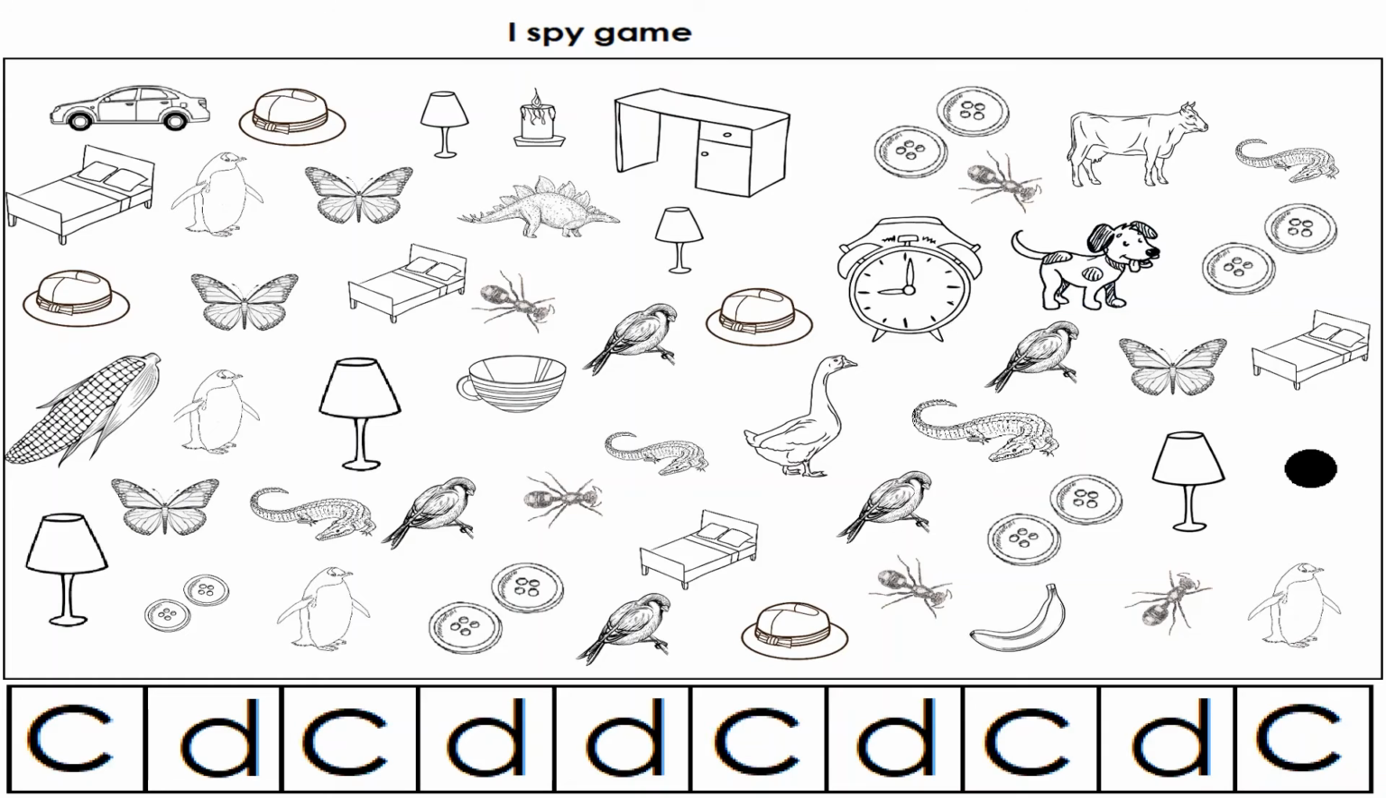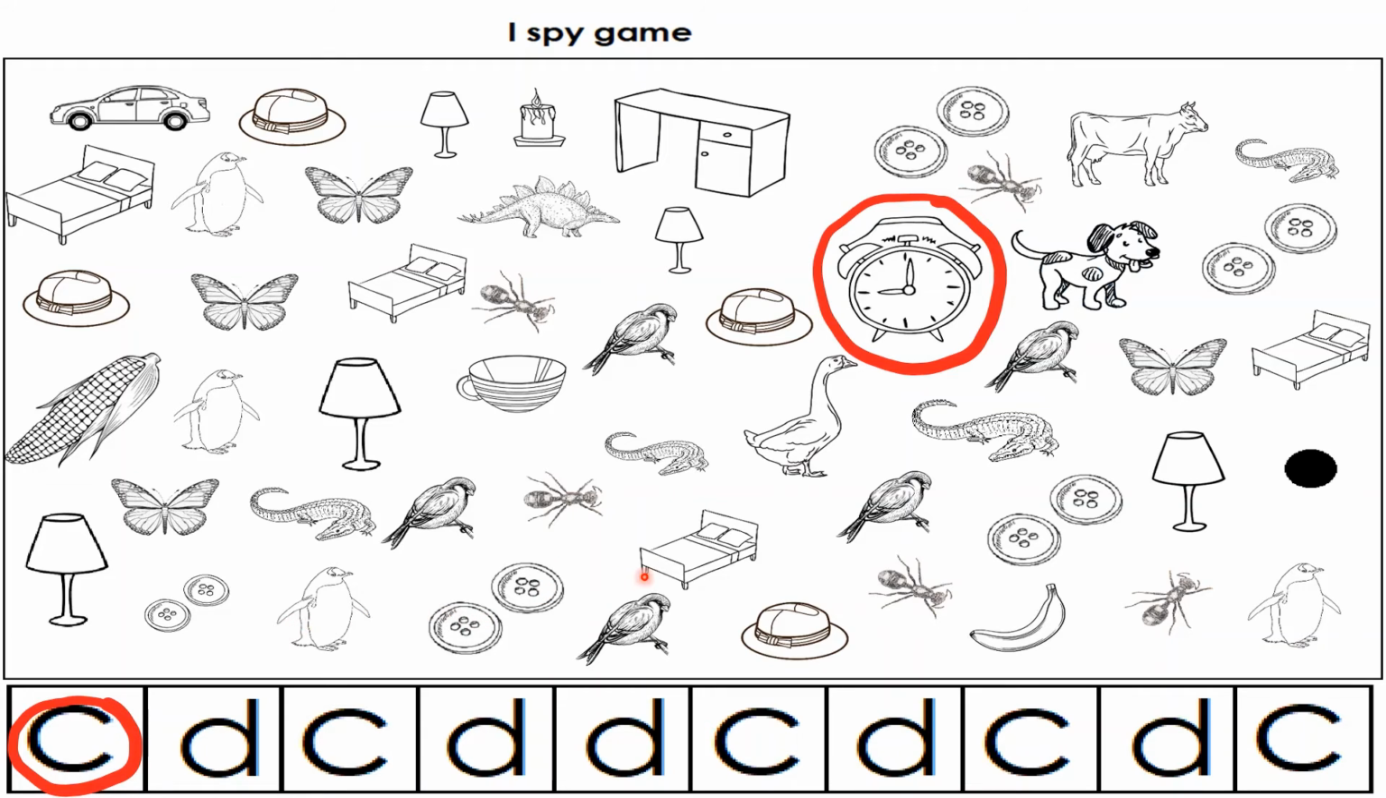Here we are going to play the I Spy game. Let me show you how to play this game. I spy with my little eye something that starts with K. Let's find something that starts with K. Do you see anything that starts with K? Oh, here it is. Clock. Let's circle that. Now we are done with this K here, so we are going to circle this too.